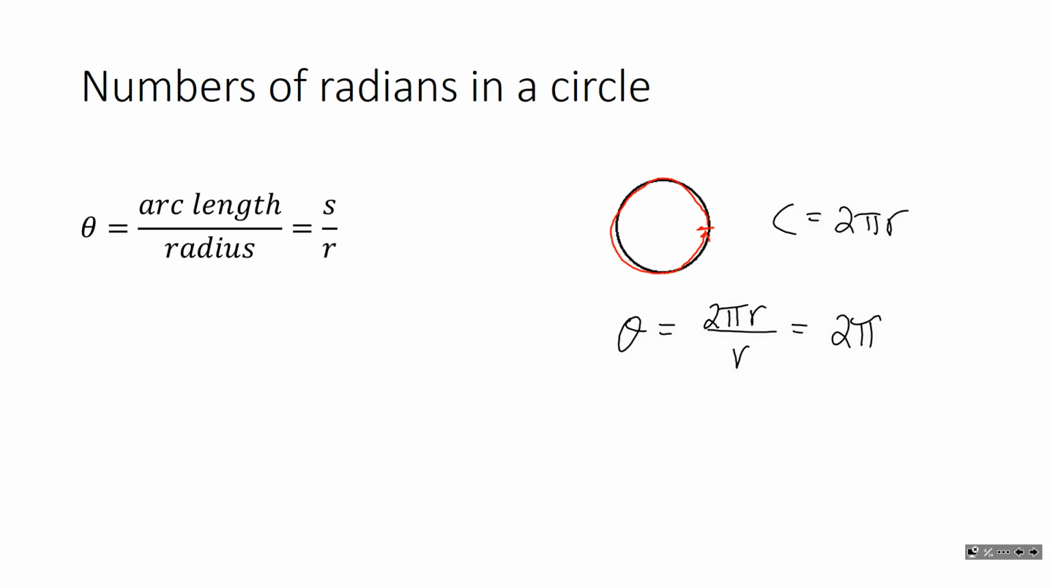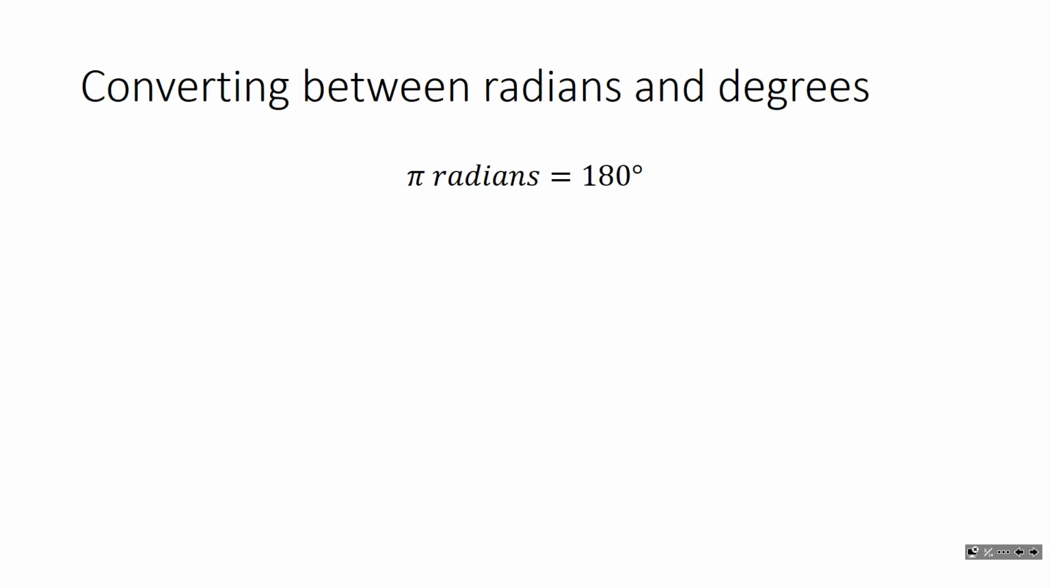This is analogous to when you have degrees. There are 360 degrees in a circle. So we could say as an equivalence that 360 degrees equals 2 pi in terms of radians. Now, of course, we could simplify that relationship by dividing both sides by 2, and if you do that, what you'll have is that pi radians equals 180 degrees.